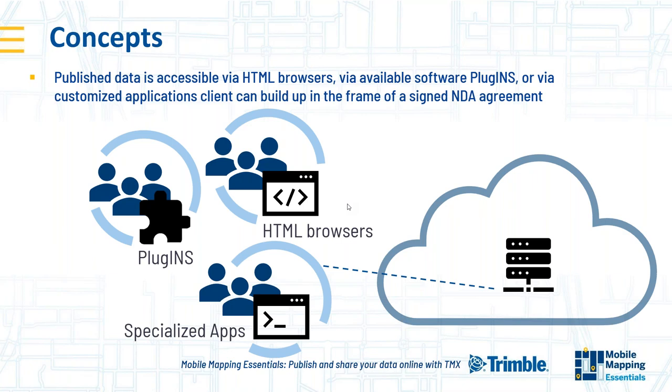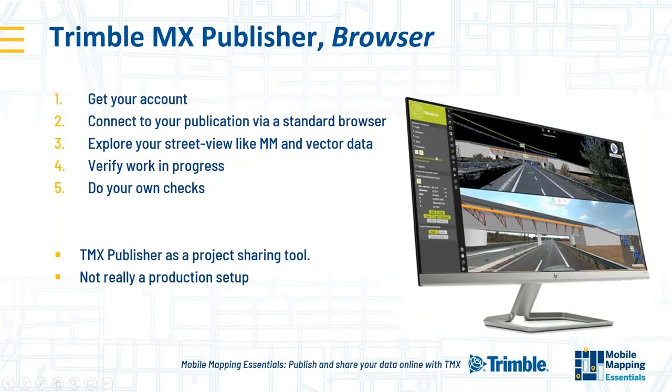Again, so let's start from the access through the browser. As soon as you get an account from the publisher administrator, you open the browser, provide the IP address, and then you are connected to your publication. Once you're in the publication, you are able to navigate into your data set. You can navigate through the vector data, which may have been uploaded on the publication as well, and then you can do your own checks. You can verify the measurement, you can verify the data which has been already uploaded.